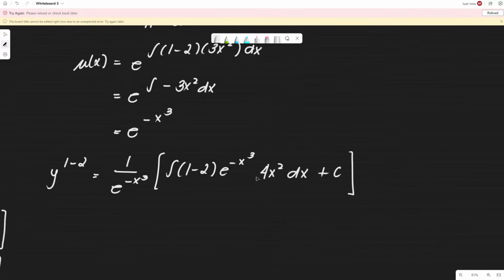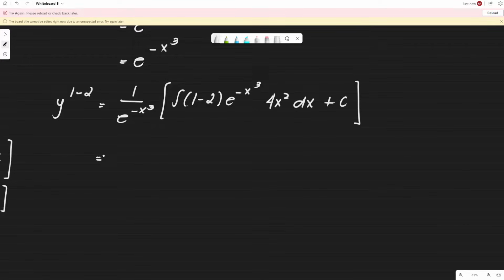Ayan. Okay, so we'll have y raised to negative 1, or e raised to... ito na, pwede na nating tanggalin yung negative. E raised to x cubed na lang siya. Then multiplied to the integral of negative 4x squared e raised to negative x cubed dx plus c.